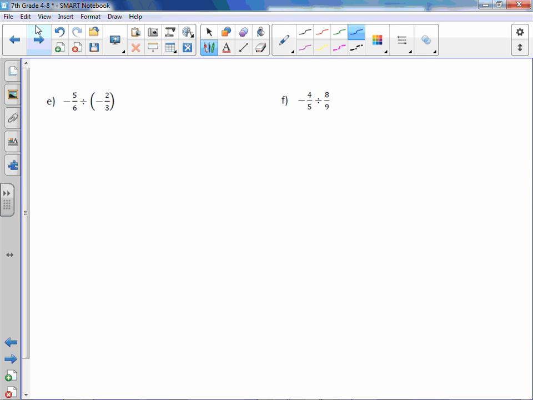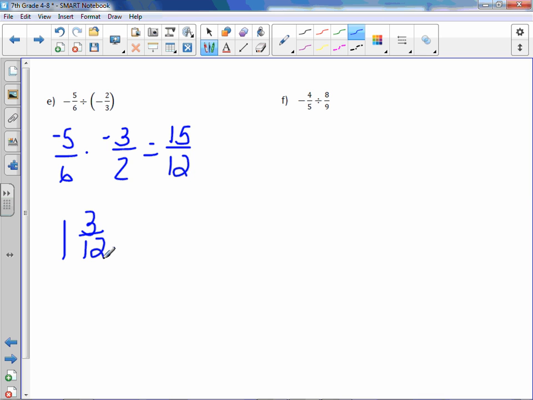-5/6 divided by -2/3. -5 over 6 times -3 over 2. I will not divide. I will multiply by the reciprocal. -5 times -3 is positive 15, and 6 times 2 is 12. 12 goes into 15 once with 3 left over. I can divide by 3 to reduce, and I get 1 and 1/4.